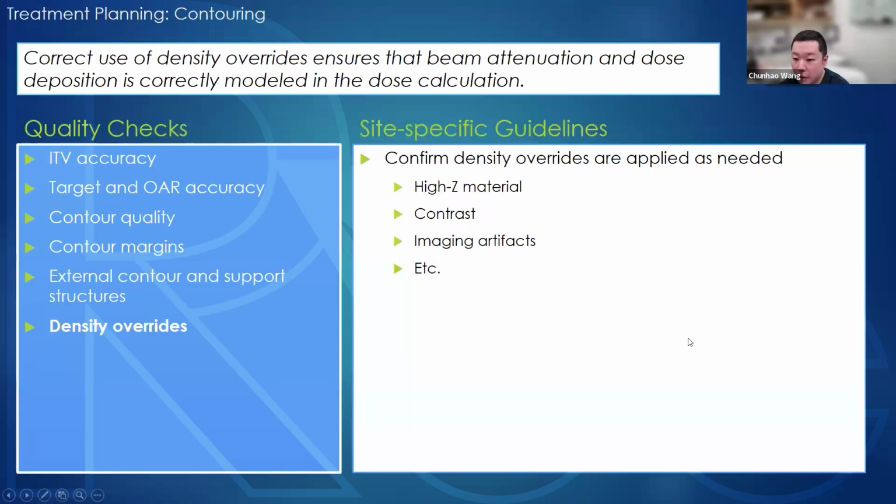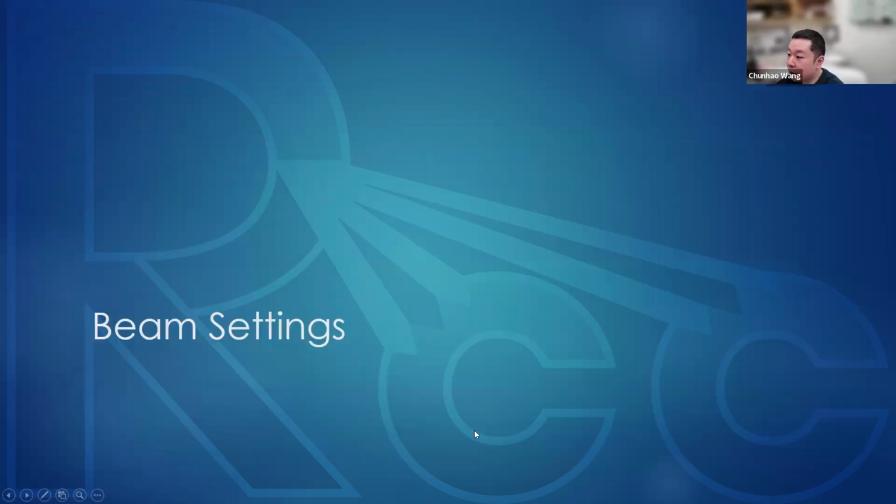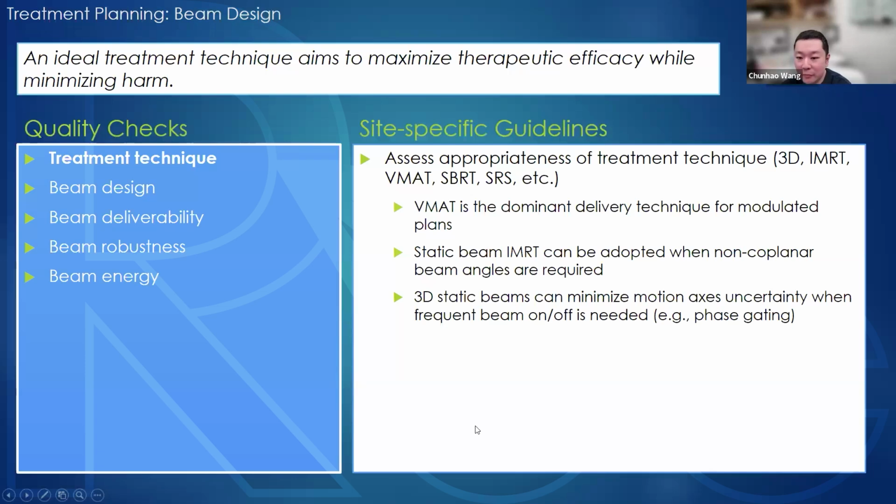For density overrides, we confirm density overrides as needed, such as high Z material and contrast image artifacts, which we already covered in the prior slide. Okay, now it's my favorite part, beam setting.